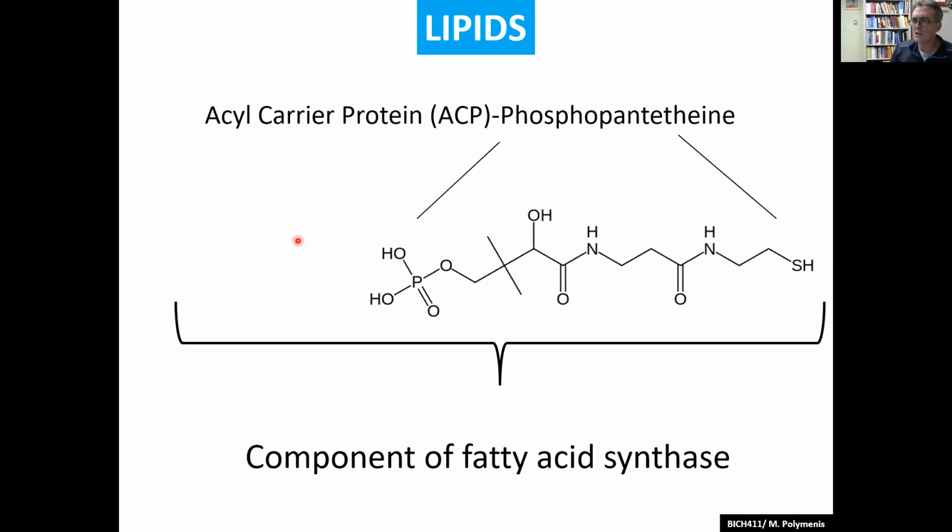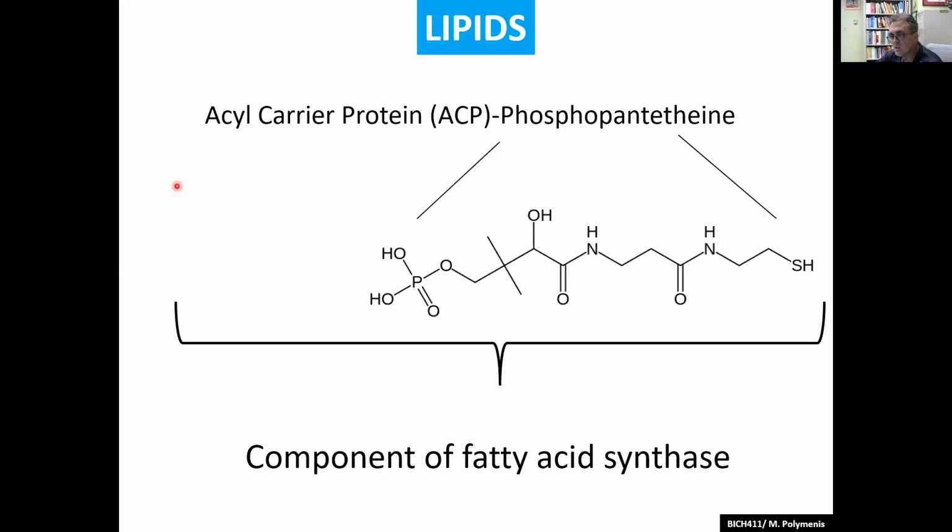We don't have a coenzyme A in the synthesis part, but the chemistry, again, the acyl part is going to make a thioester with this thiol at this point, which is one end of a small cofactor called phosphopantetheine, and phosphopantetheine itself is bound to a protein called the acyl carrier protein.